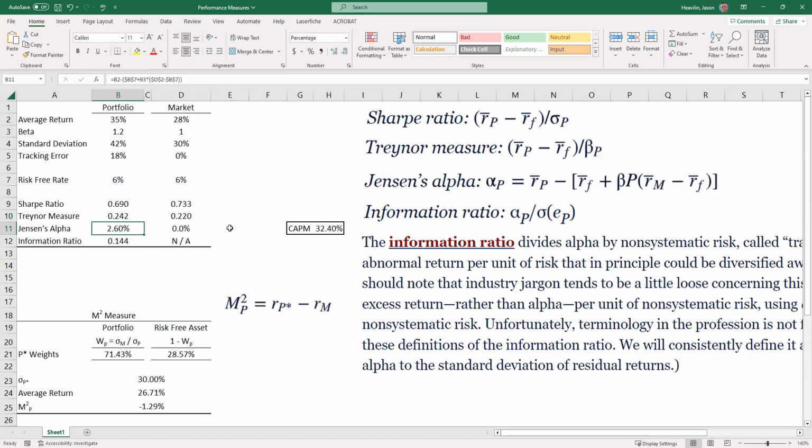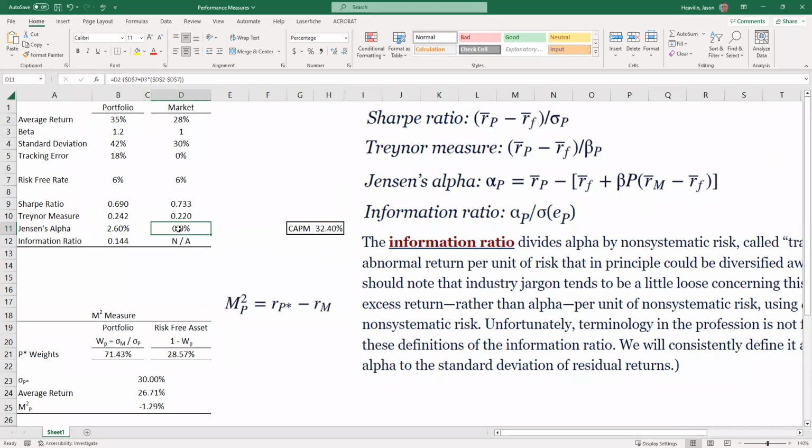Now, Jensen alpha, as we mentioned, is just the return of the portfolio minus CAPM, the difference between those two. Earlier, I already spoke about that this number was higher than that number, and it would give us positive results down here. So yeah, if I just take 35% minus the CAPM, I get the same 2.6%. And that's what Jensen alpha is.